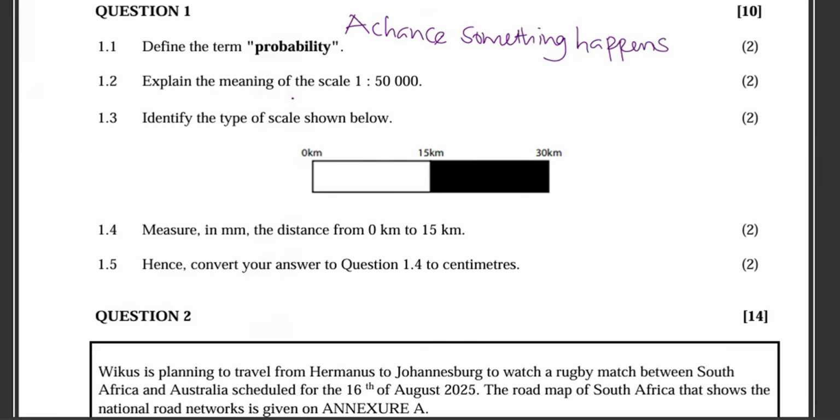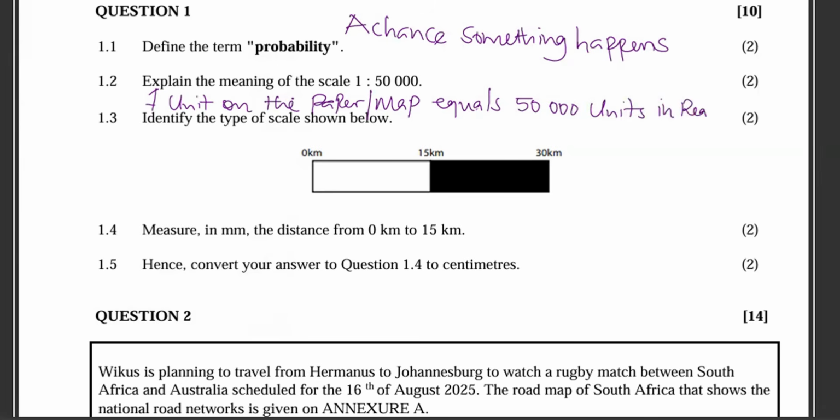Explain the meaning of the scale. 1 is to 50,000. So all you're going to do is tell us that 1 unit on the paper, or you would say on the map, equals 50,000 units. You can say in reality, or you can say in real life, or on the ground.